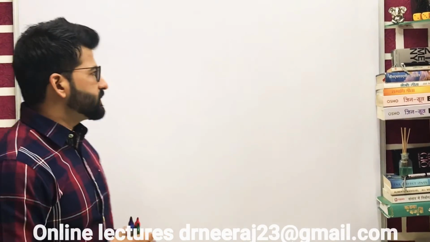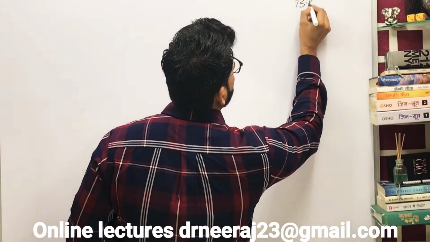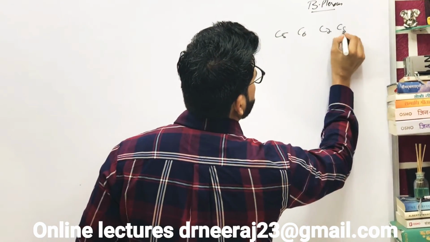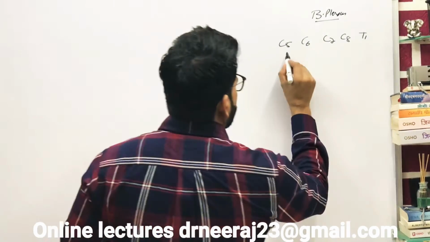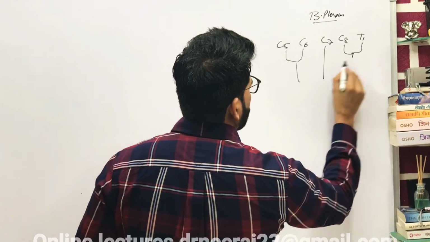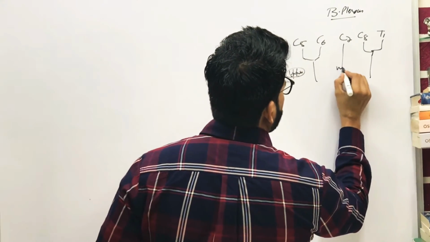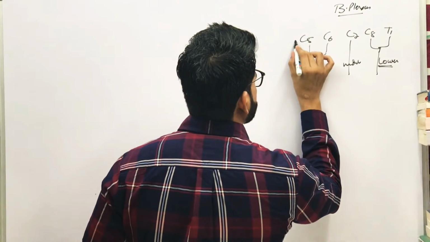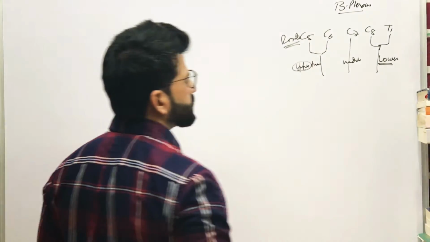Continuing with the brachial plexus, as we have seen that C5, C6, C7, C8 and T1 contribute to the brachial plexus. C5 and C6 join, C8 and T1 join, and they form upper, middle and the lower trunks. These are the roots and these are the trunks.